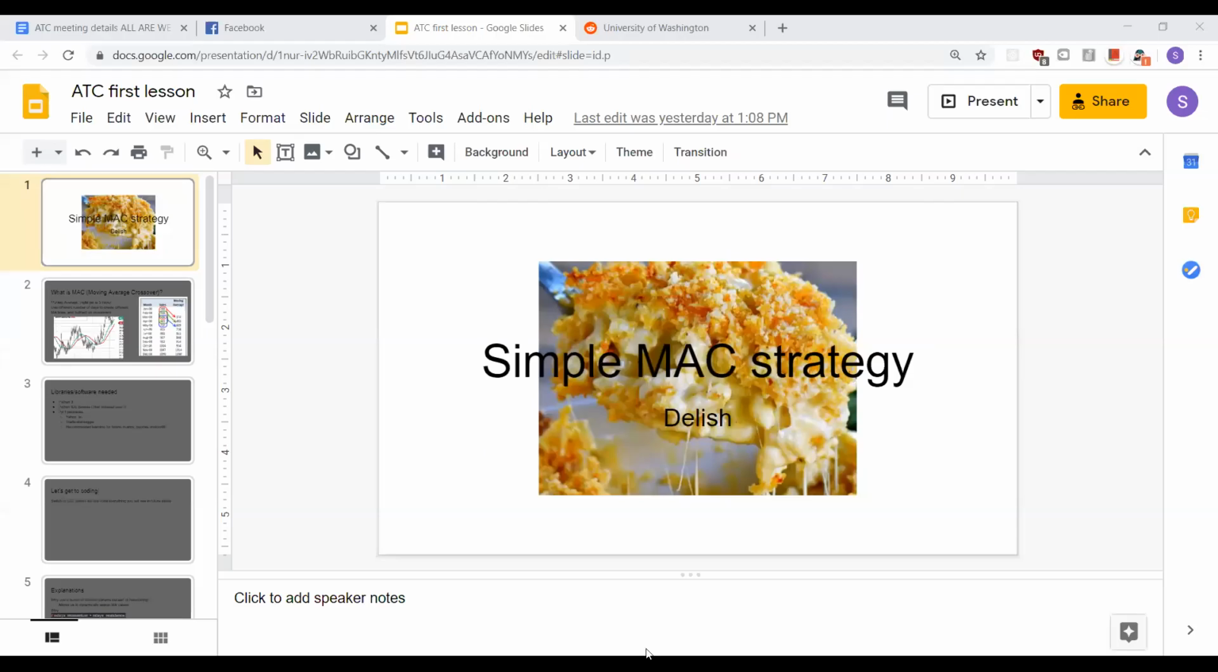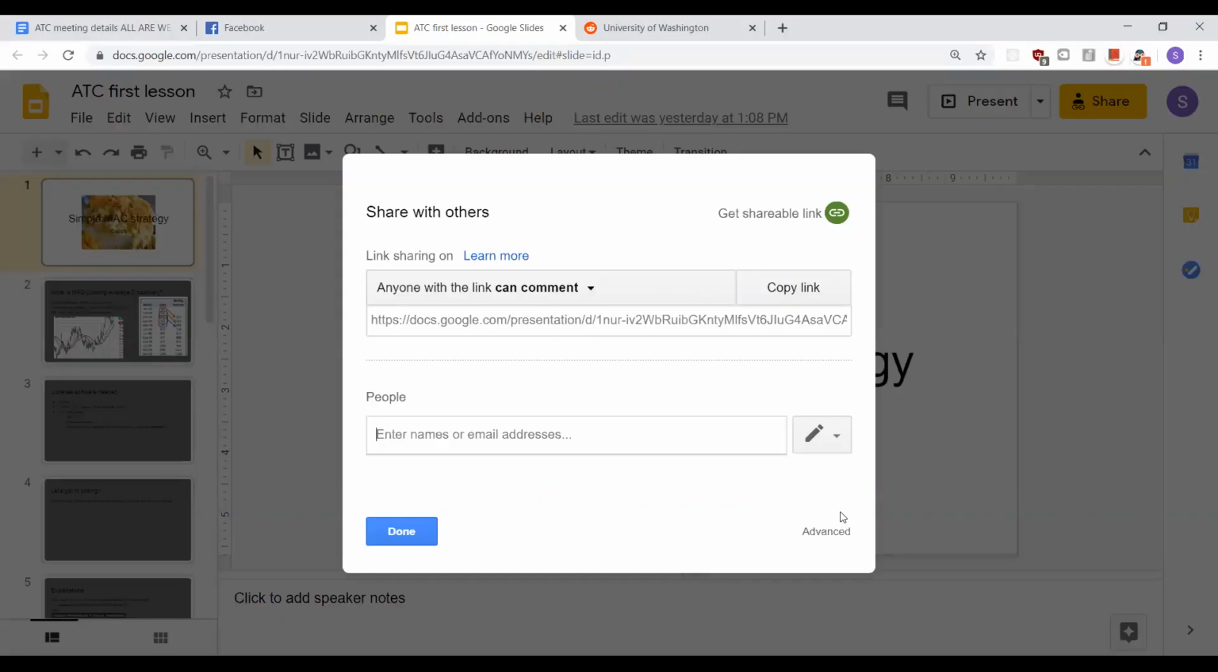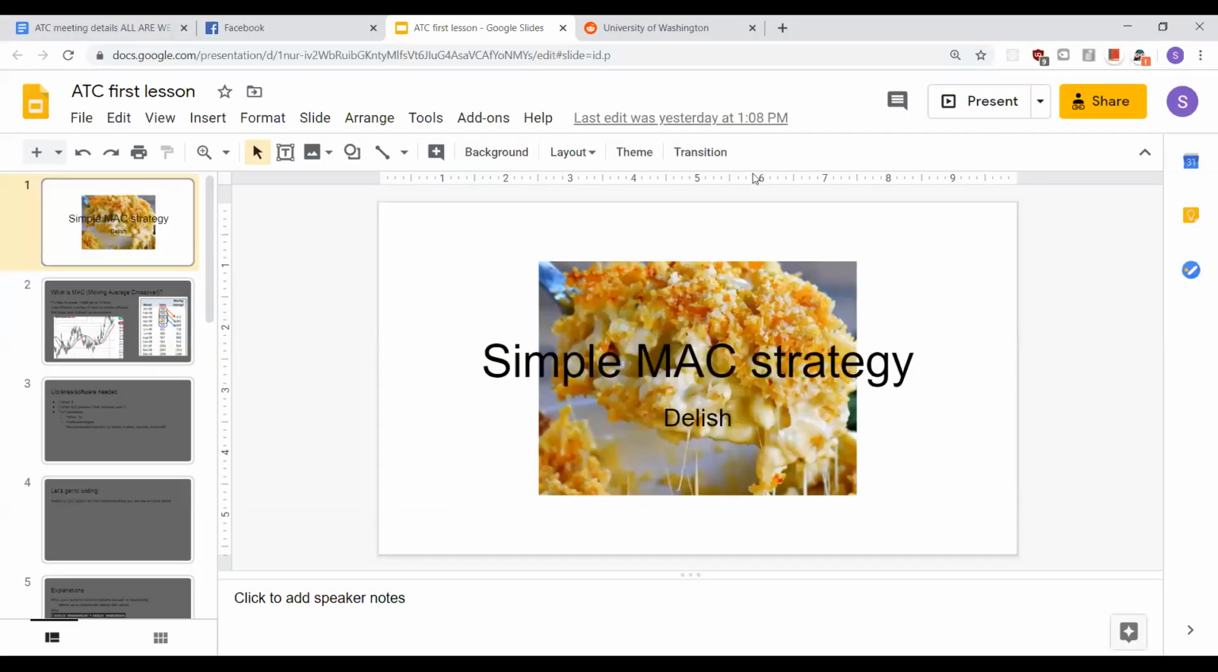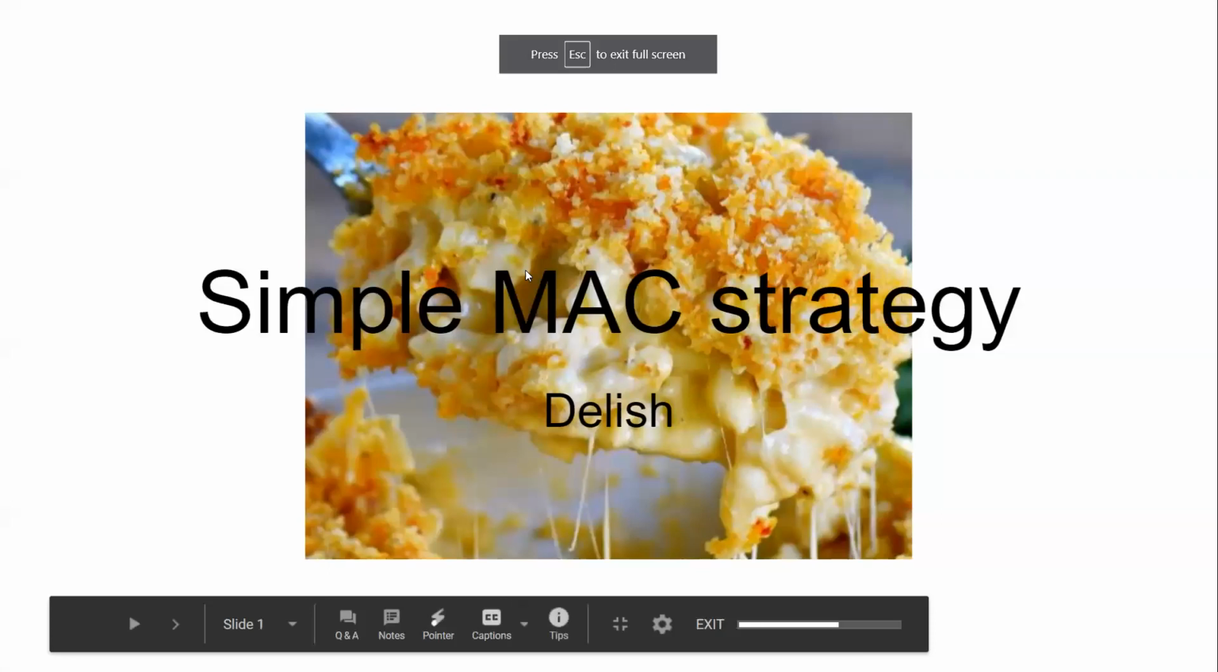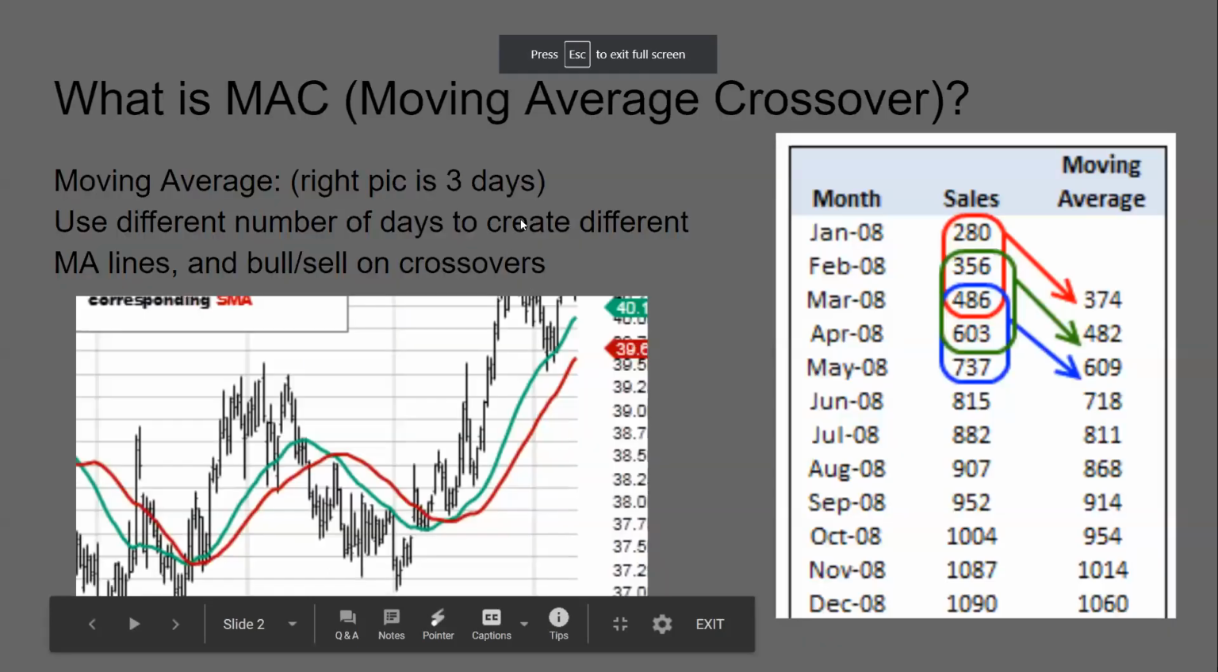Okay, can you guys see my page? Oh, shoot. Okay, so I'm gonna get started. This is my first time using Zoom. I mean, presenting.